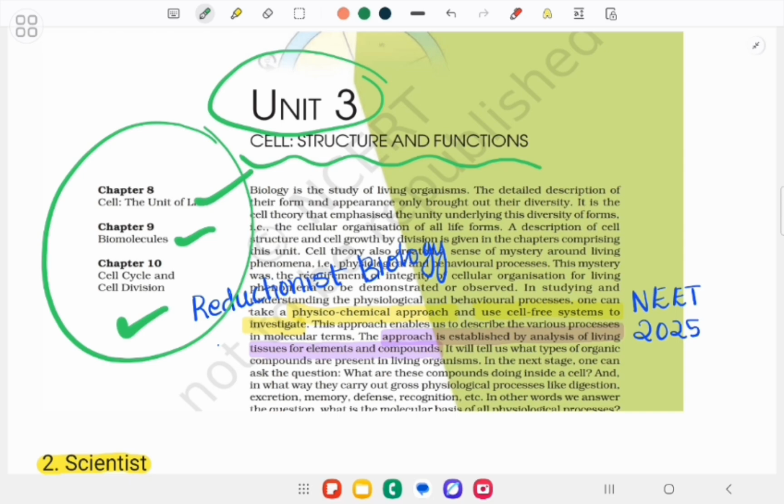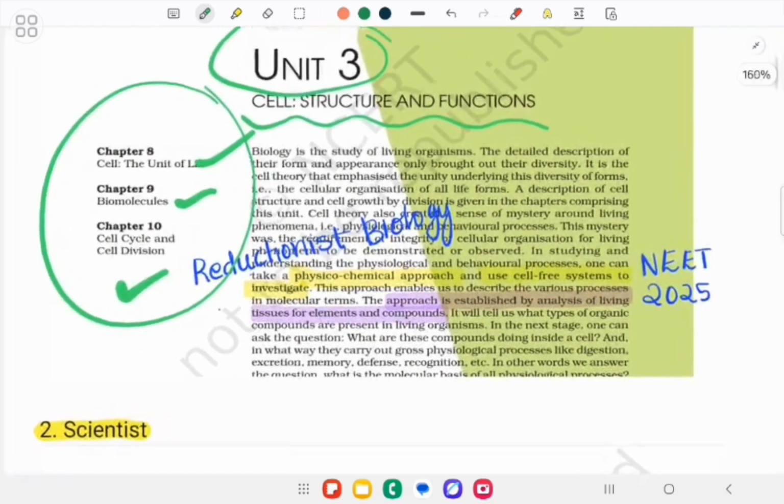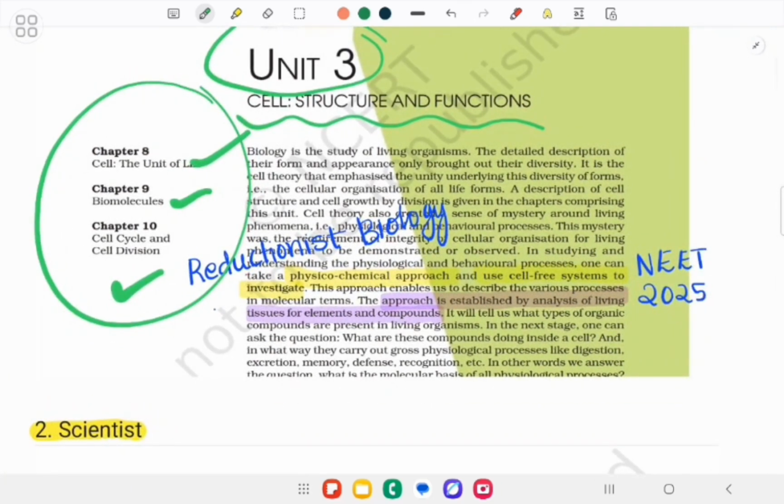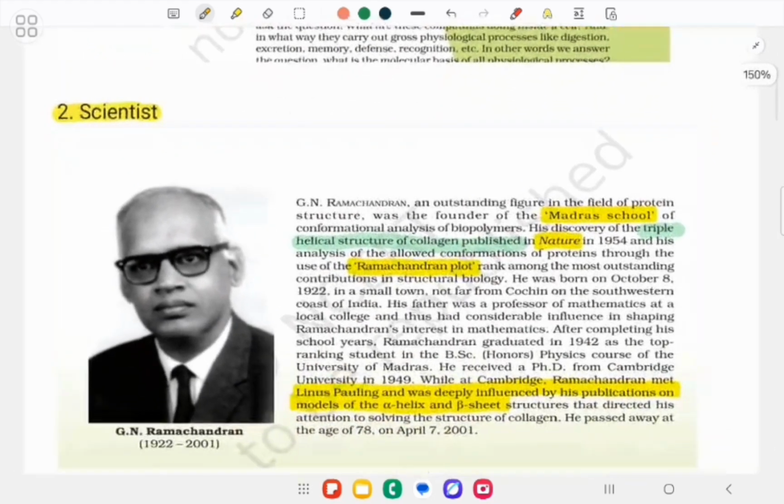If you are asking whether the unit introduction is very important: yes, for competitive examinations it is very important, but for board exams it's fine. For example, there was a question on reductionist biology. What is the exact work of reductionist biology? They asked a statement about that in NEET 2025. So yes, they can ask questions from the unit introduction.